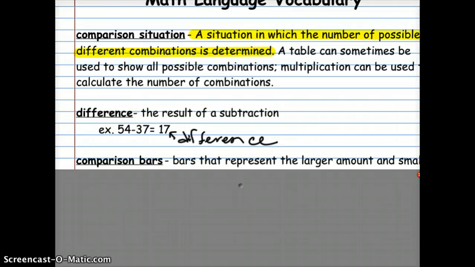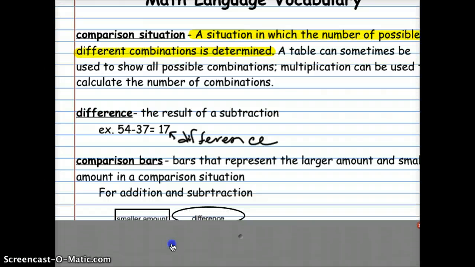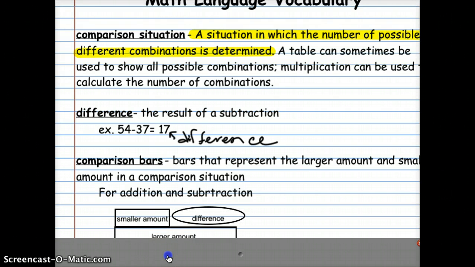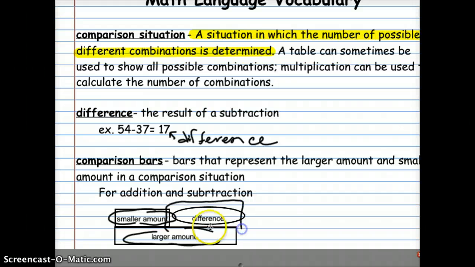Okay. Next, we have comparison bars. These are the bars that represent the larger and smaller amount in a comparison situation. This is for addition and subtraction. So if you have your smaller amount here and your larger amount here, then this section in between them is called our difference. Please make sure that you draw this drawing in your notebook.